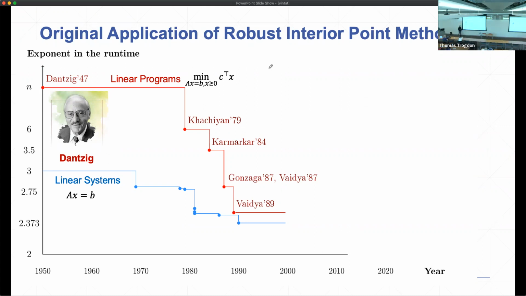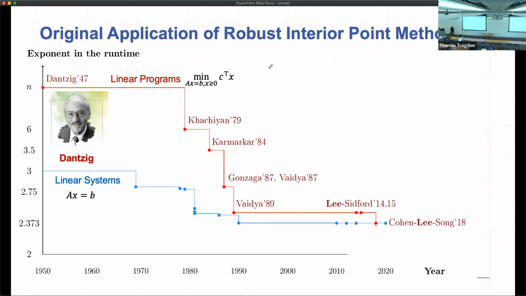Another thing is that linear programs are a special case of linear systems. If you can solve linear programs, you can solve linear systems because the constraints involve AX equals B. So you should imagine in this plot, this is the running time in different years, the exponent of the running time. You can see both running times are improving. And there is always a gap because if you can solve linear programs, you can solve linear systems. And the gap was only closed a few years ago using this robust interior point method.